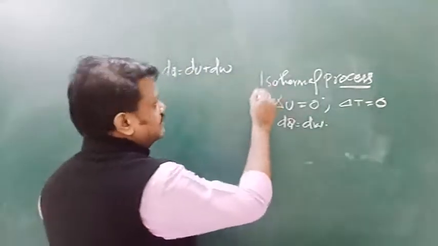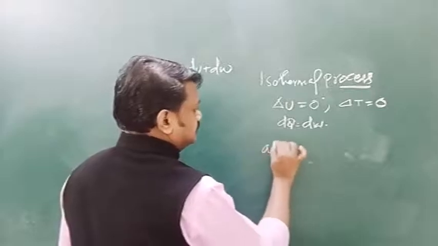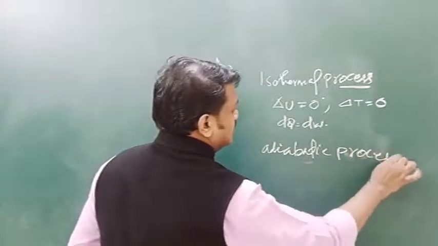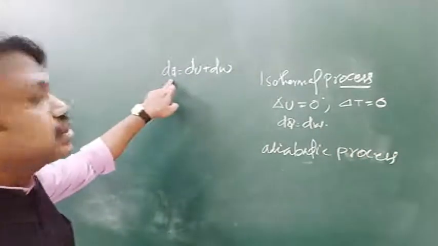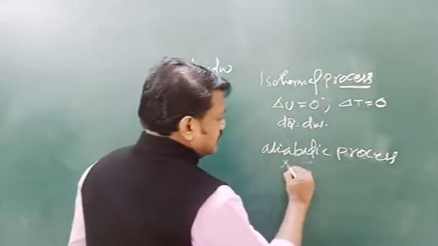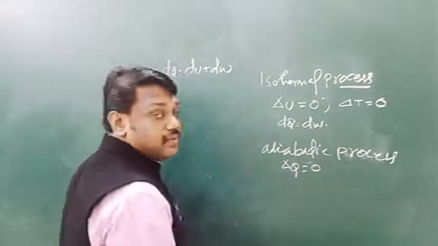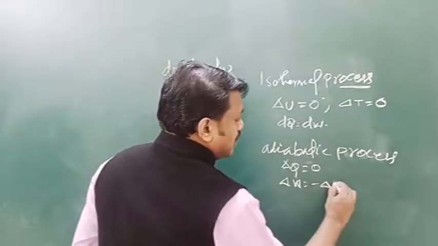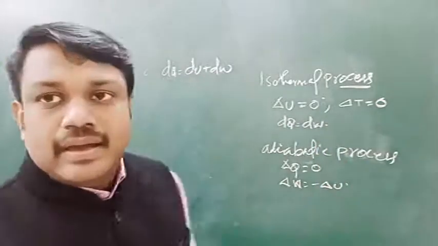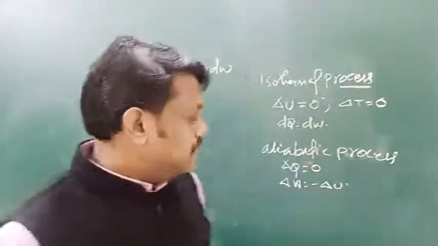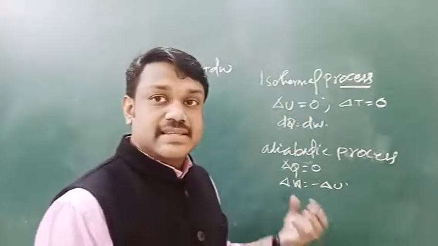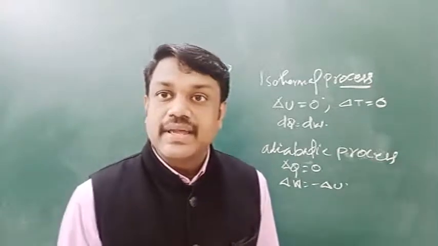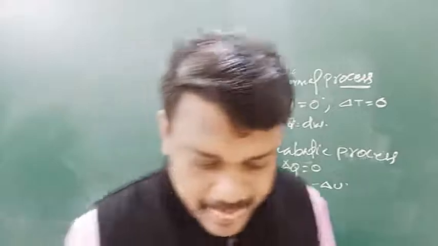Another process is the adiabatic process. What is an adiabatic process? Adiabatic process means there is no heat exchange between the system and the surroundings. That means delta Q is equal to 0. Then delta W is equal to minus delta U. Which means if there is no heat supply to the system and the system is doing work, its internal energy decreases. The system is doing the work at the expense of its own internal energy.